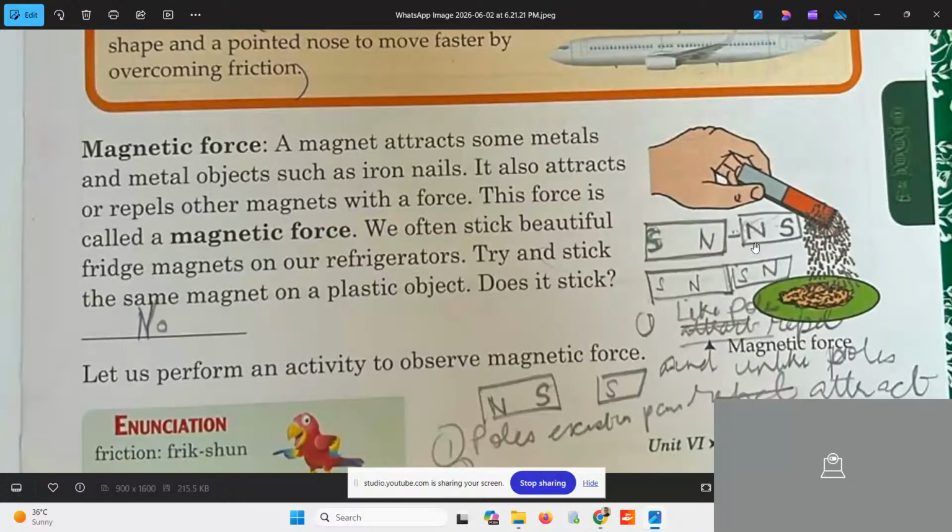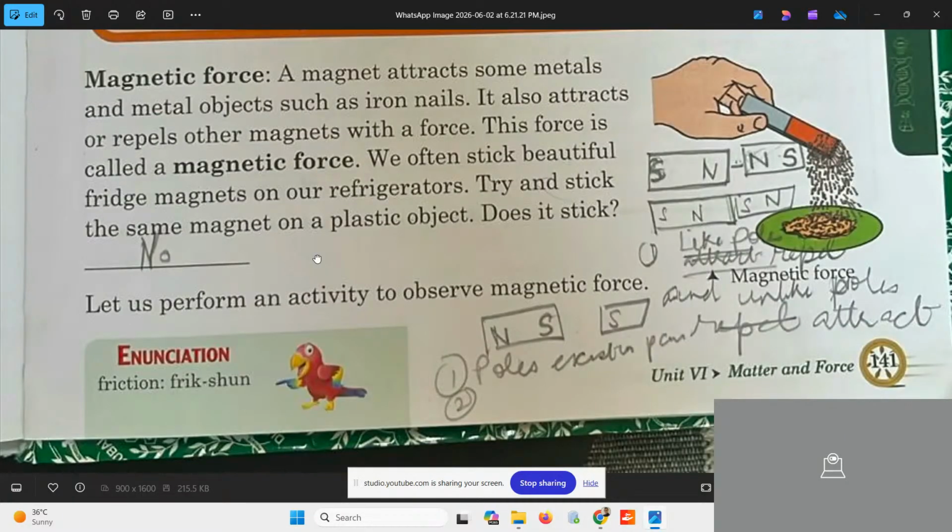So the teacher might ask you a question: does a magnet always only attract? No, a magnet can attract and can also repel. Right? Then what other example have you seen? There is a beautiful fridge magnet on our refrigerator. Why do we have this? Because there is a magnetic force on it. All right, so this is all from your syllabus.